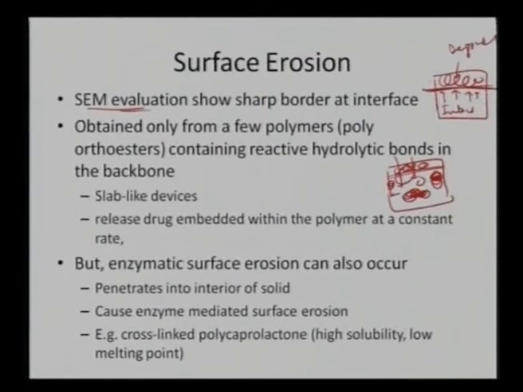Again, it is obtained only from a few polymers, such as polyorthoesters, which contain certain reactive hydrolytic bonds in the backbone. They can be utilized as slab like devices which can release drug, embedded in the polymer, at a very constant rate, because in this case only the surface is getting degraded. So we can easily estimate or predict what the degradation rate of the particular polymer will be.